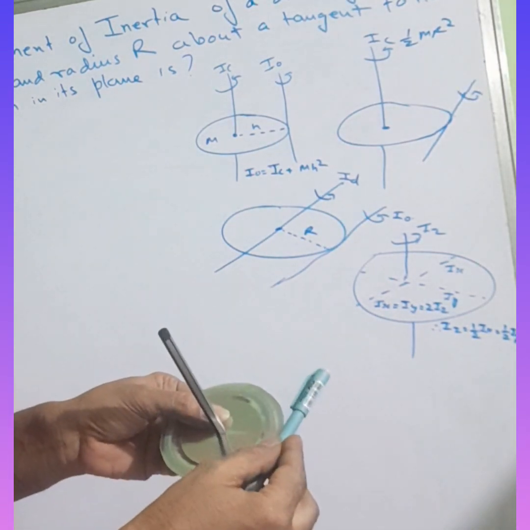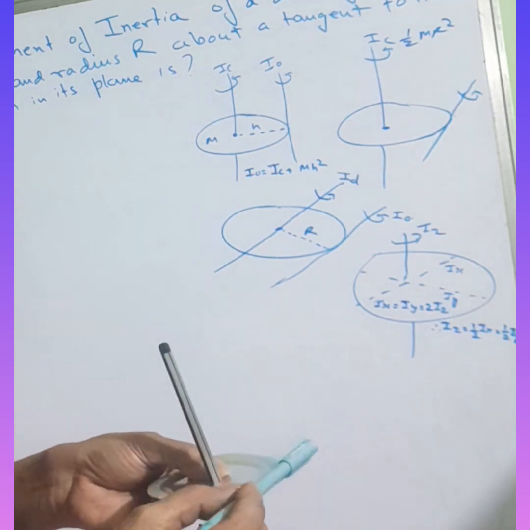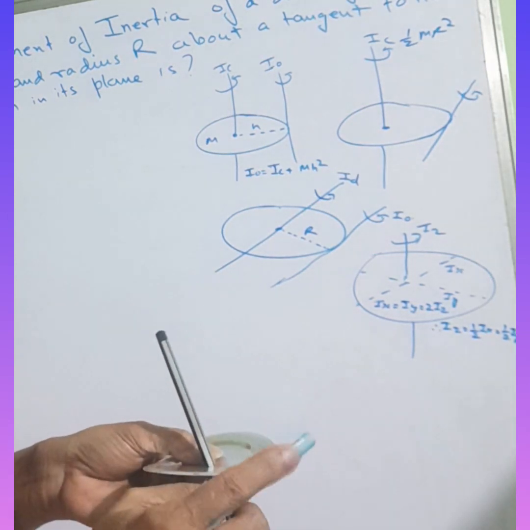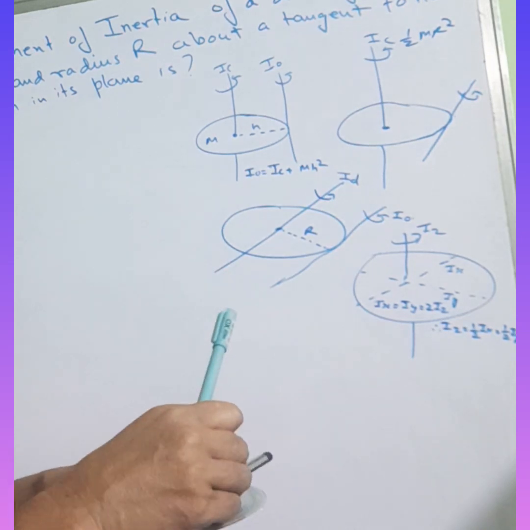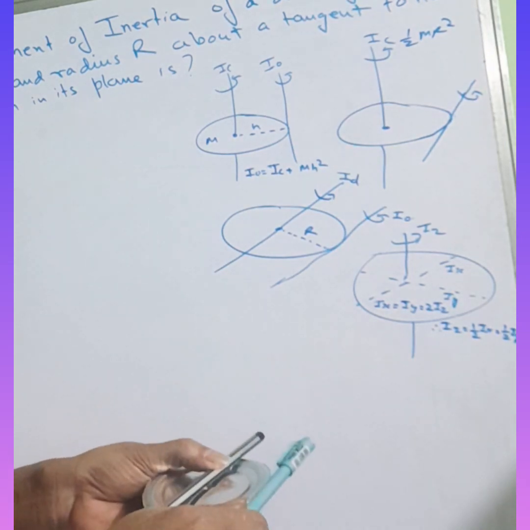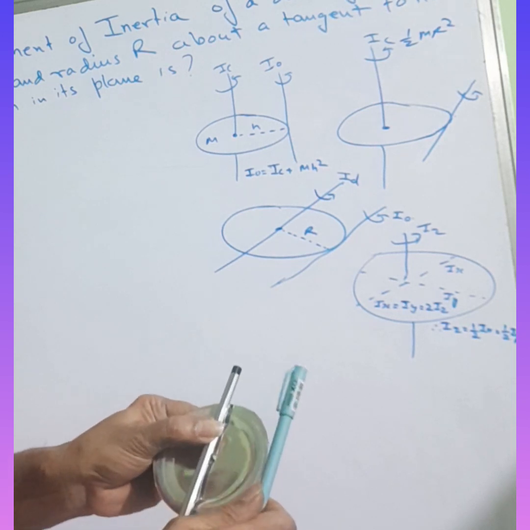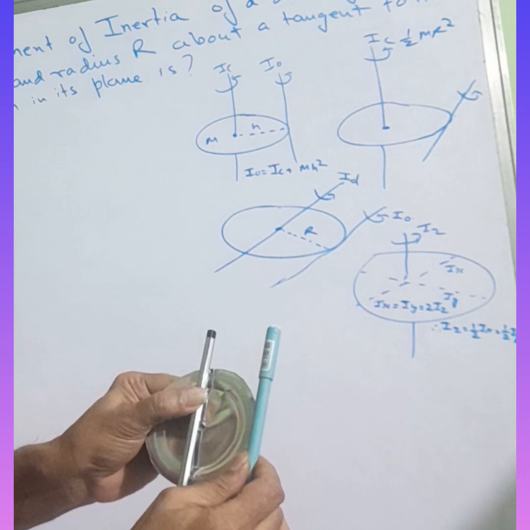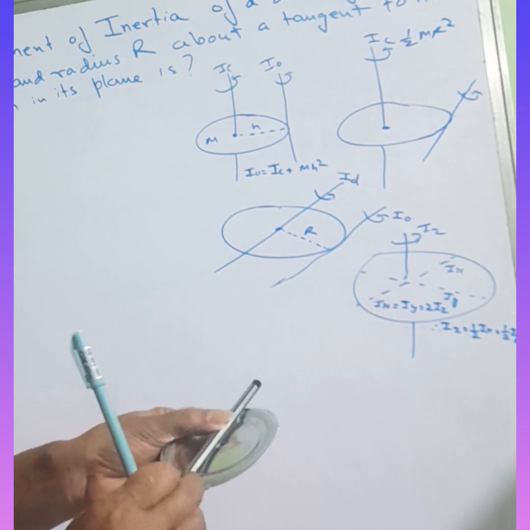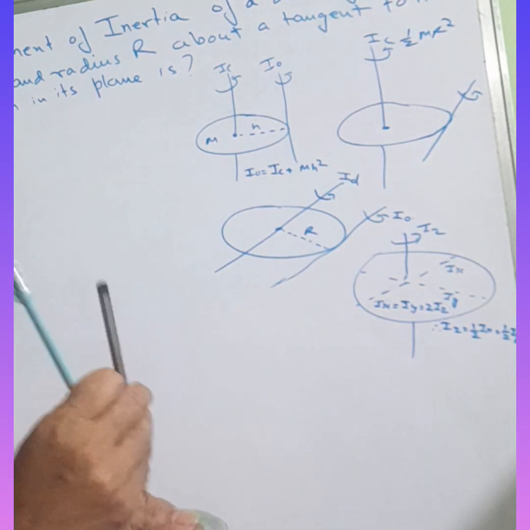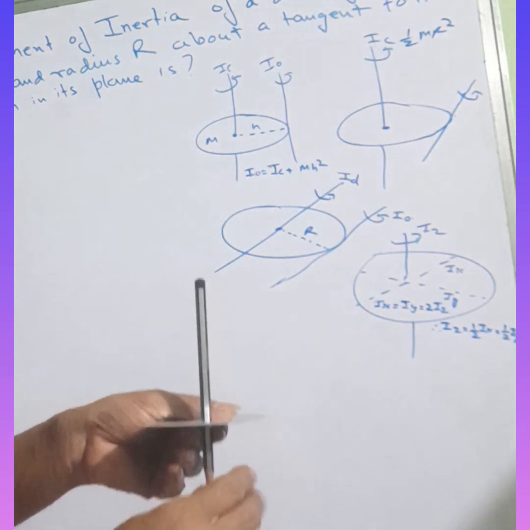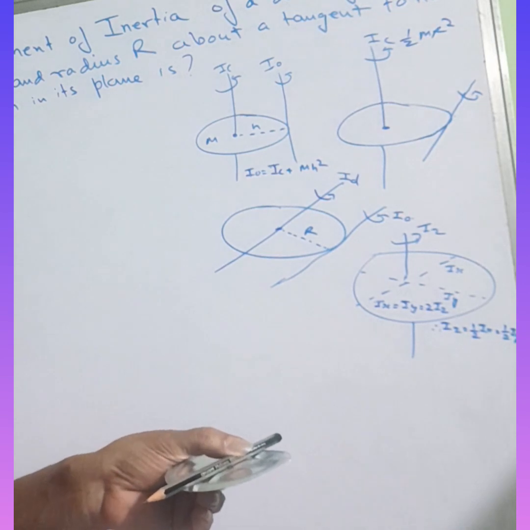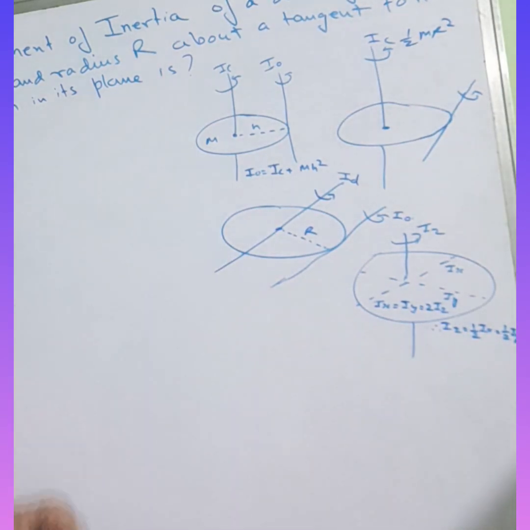So this is the situation. We have got to make this parallel to this, so we have got to find out this. Once it becomes this, now we can apply the parallel axis formula. For converting this to this, we have got to use the perpendicular axis formula. Alright, so let's get into it.